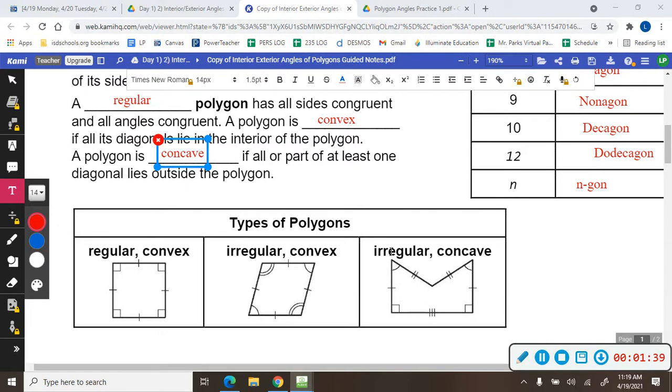Now the difference between convex and concave is if the polygon makes a cave, like something you could kind of walk into and hide out, we call that concave. If there's no entry points, we call that convex. So that's the difference between convex and concave.